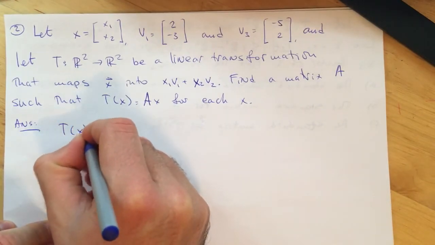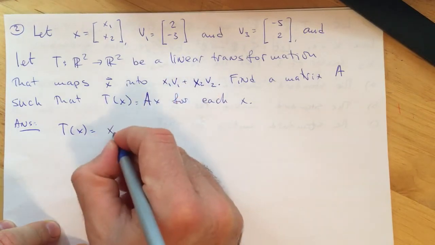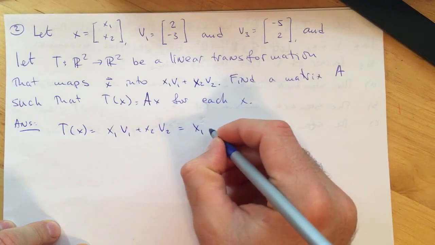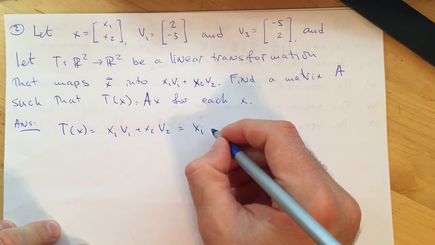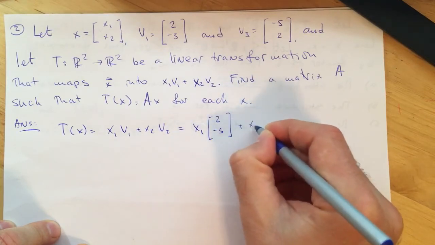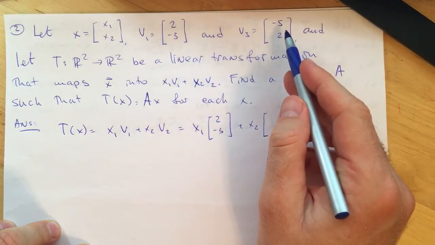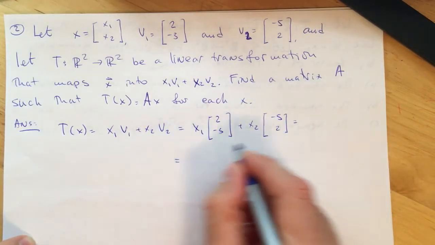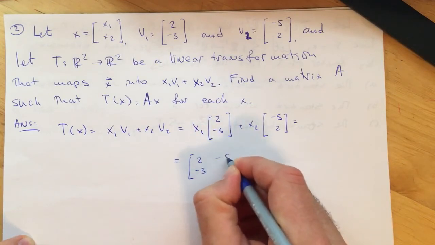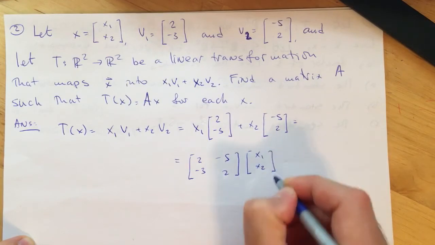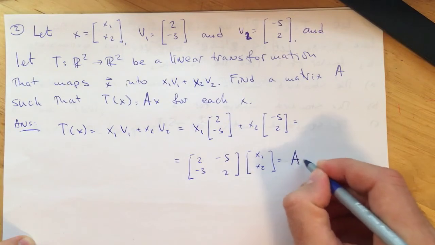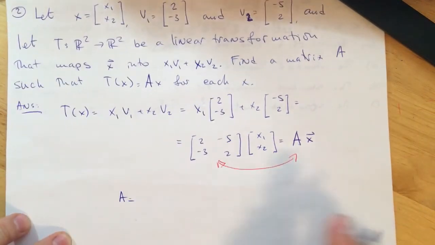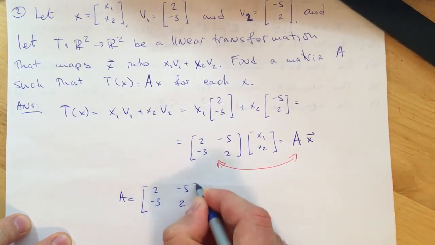So we have T of x equal to, by this definition, x1 v1 plus x2 v2, where v1 and v2 are given. So x1 times 2, negative 3, plus x2 times, sorry, this is v2, my bad, negative 5, 2. Okay, so we know how to write this as a matrix equation. That's the matrix 2, negative 3, negative 5, 2 times x1, x2, which is equal to A times the vector x. So obviously the standard matrix of the transformation T is just the matrix 2, negative 3, negative 5, 2.